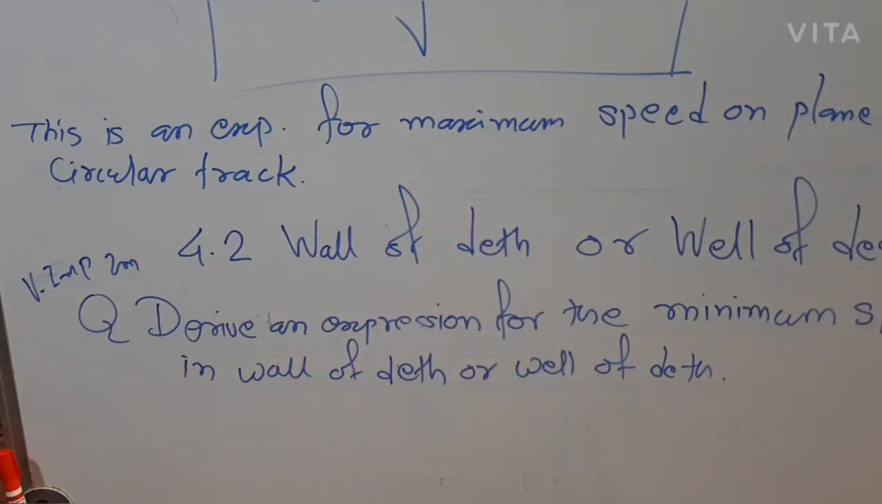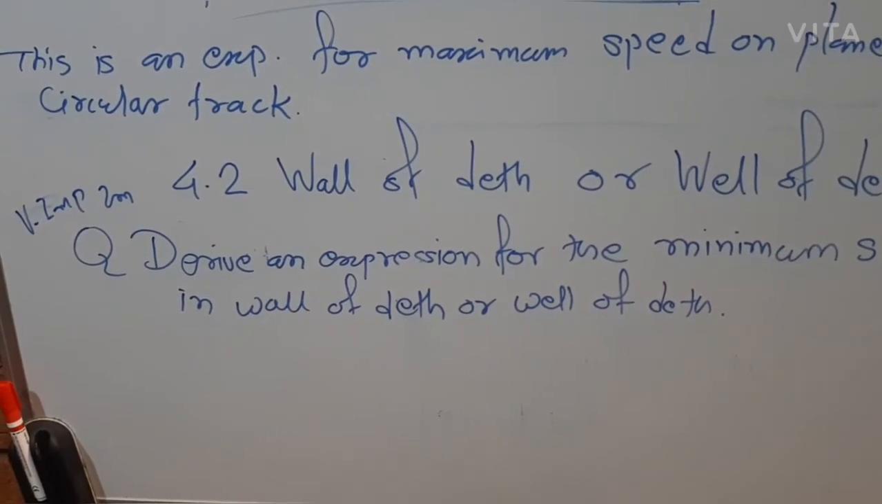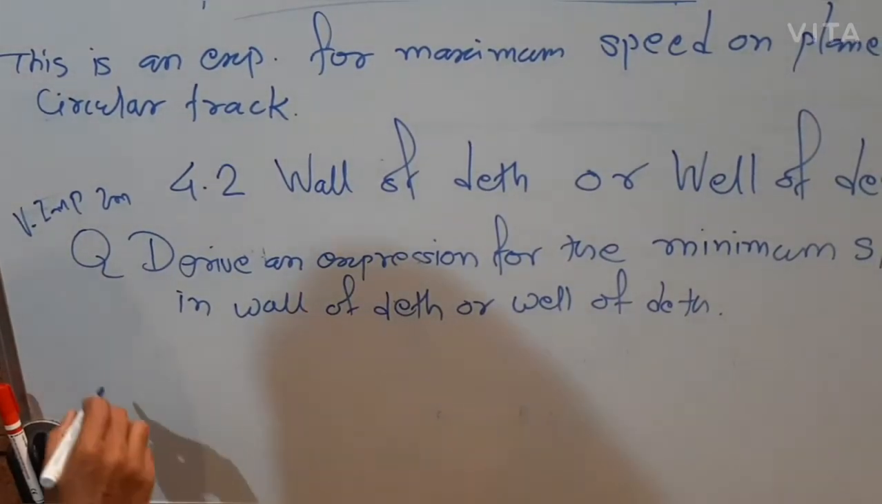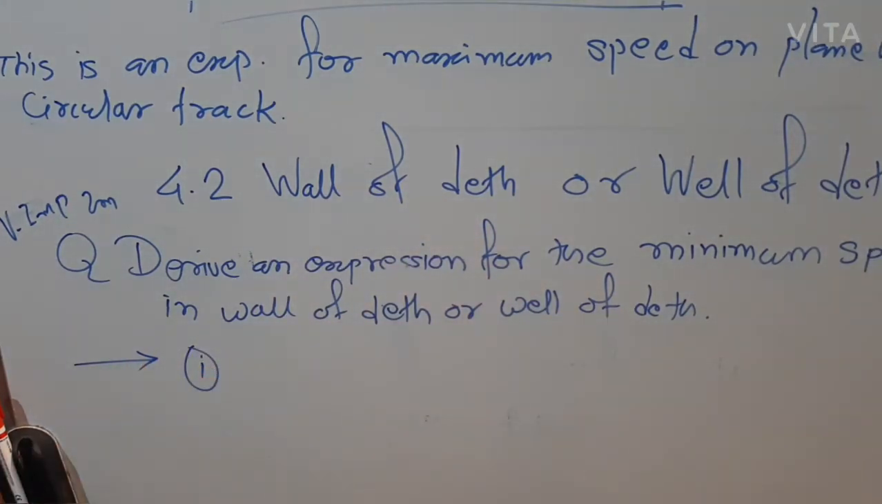In Hindi it is called maut ka kuwa. It is used in the circus. So as we already know, this derivation is expressed in 4 points. First is consideration. Second is the diagram. Consideration is formed from the question, and the diagram is formed from the consideration.